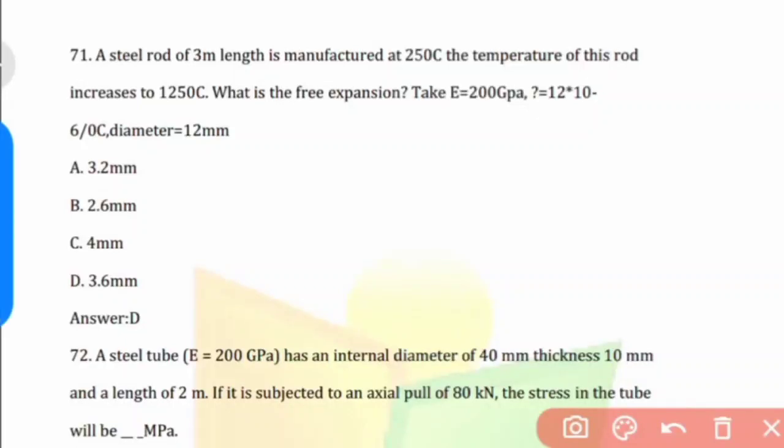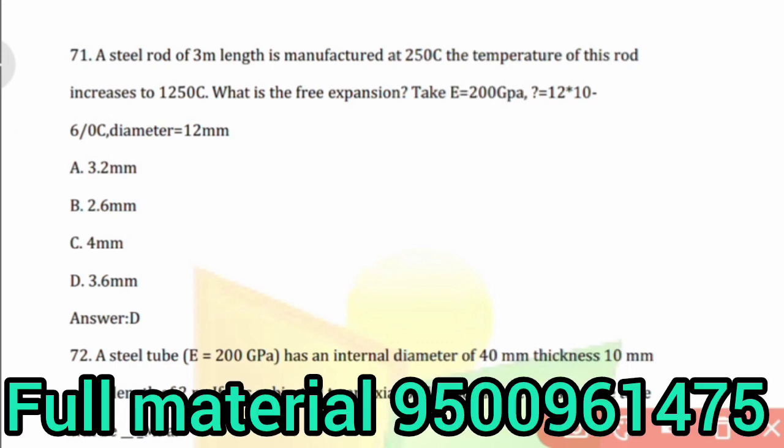A steel rod of 3 m length is manufactured at 25°C. The temperature of this rod increases to 125°C. What is the free expansion? Take E equal to 200 GPa, α equal to 12 × 10^-6 per °C, diameter equal to 12 mm. Option D, 3.6 mm.